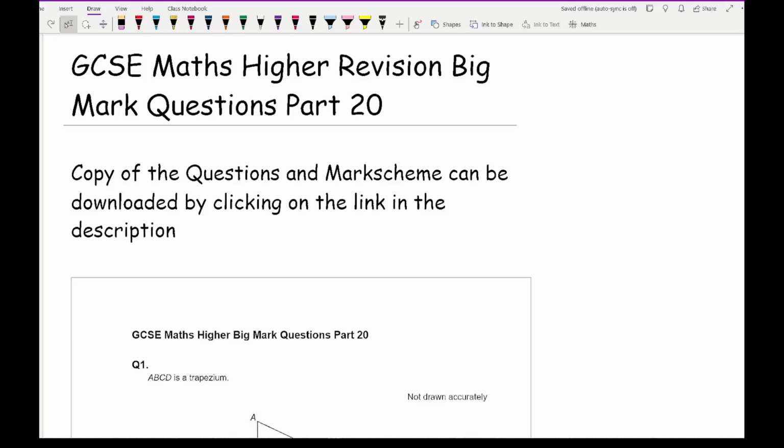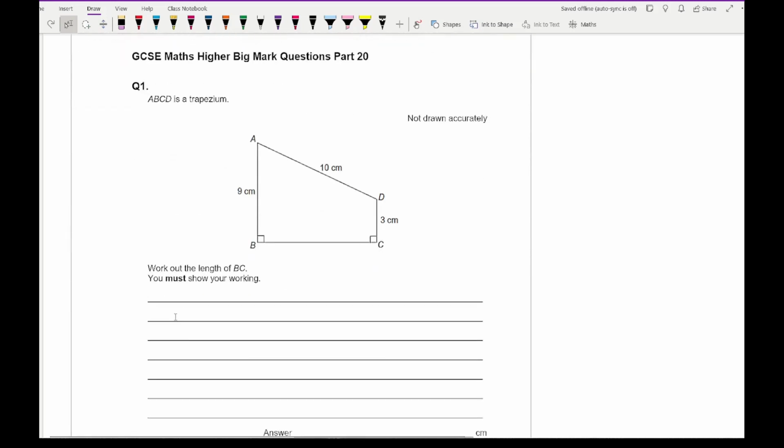So looking at question 1, it says ABCD is a trapezium, and the question is asking us to work out the length of BC. In order to work out the length of BC, I need to recognize that this shape, the trapezium, is a right angle triangle on top of a rectangle. Now from this I need to work out the height of that triangle, and the height is going to be the difference between the two parallel sides, so that's 6 centimeters.